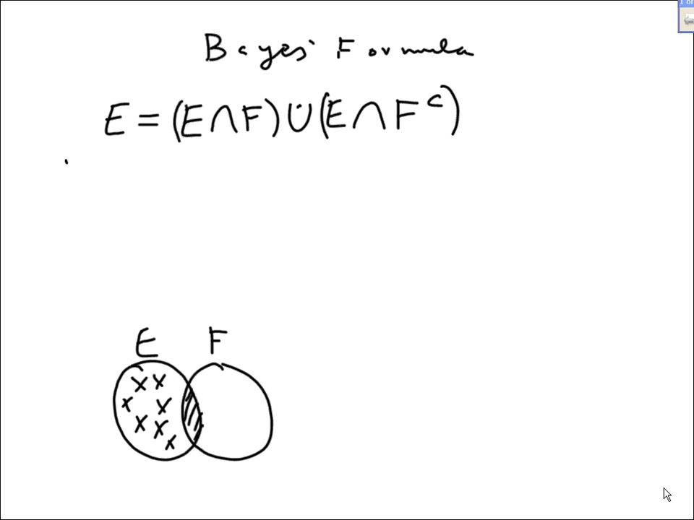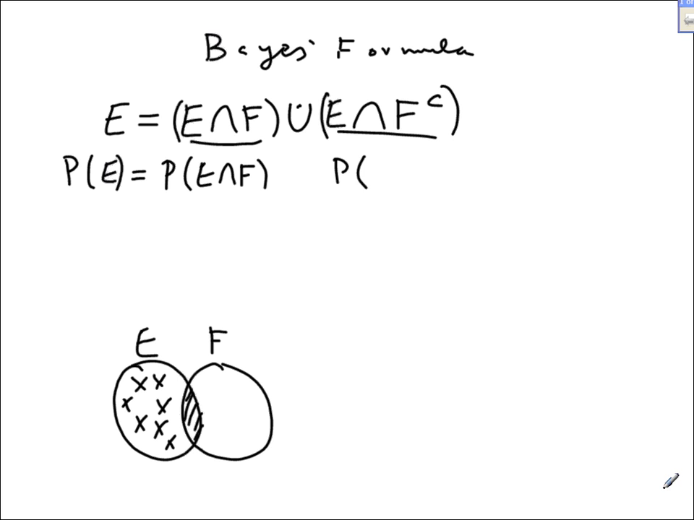So when I take the probability of the left side, I get probability of E. And when I take the probability of the right side, since it's a union and there's nothing in common, I just can take the probability of each of those sets separately, this set and that set, and you can add them up.